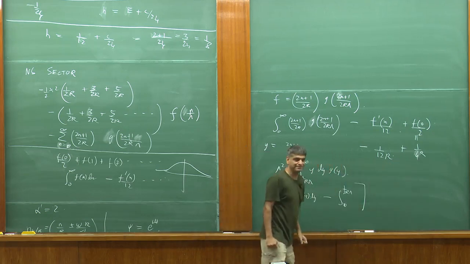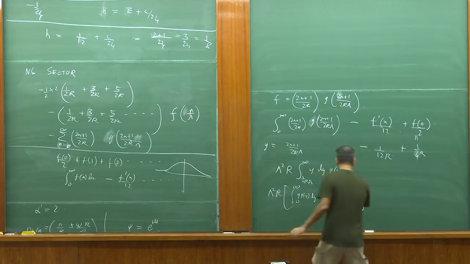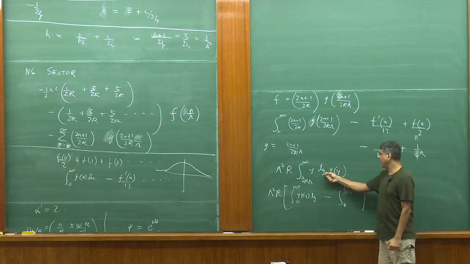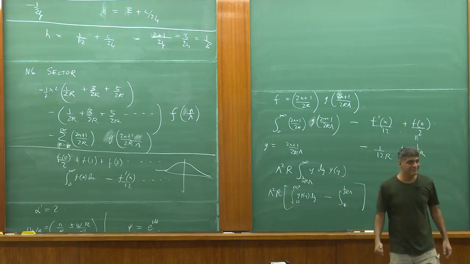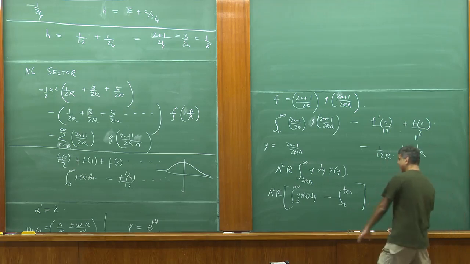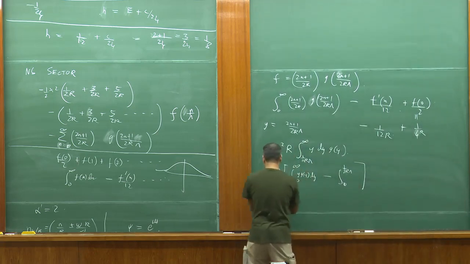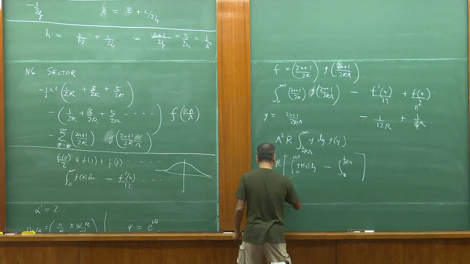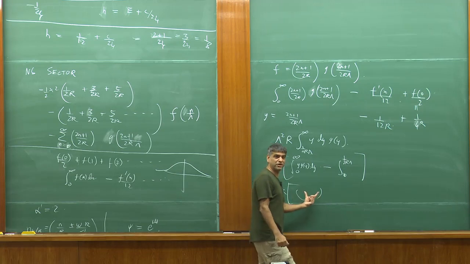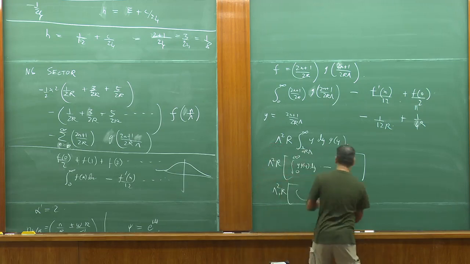Let's evaluate this guy. It's over very small values of the argument because of the lambda. So over those small values, g can be set to 1. So we just have y dy, so that's y squared by 2. So this guy evaluates to lambda squared r times whatever it is. We don't care. This is what's going to be absorbed into the local counter term. Minus this guy, which is (1 by 2r lambda) the whole thing squared, by 2.